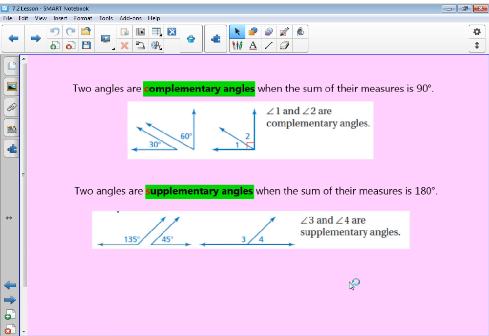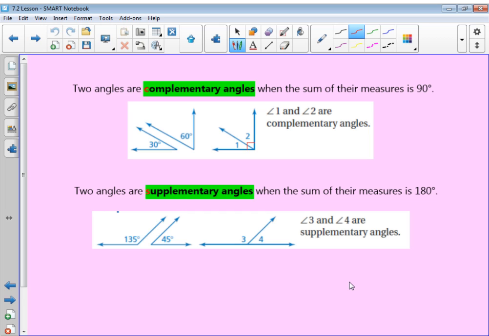Okay, in this lesson, we're going to be working with complementary and supplementary angles. So just a little visual cue for remembering which of these is which. Complementary are going to be two angles when the sum of their measures equals 90 degrees. So in other words, when you add the two angles together, they equal 90 degrees.